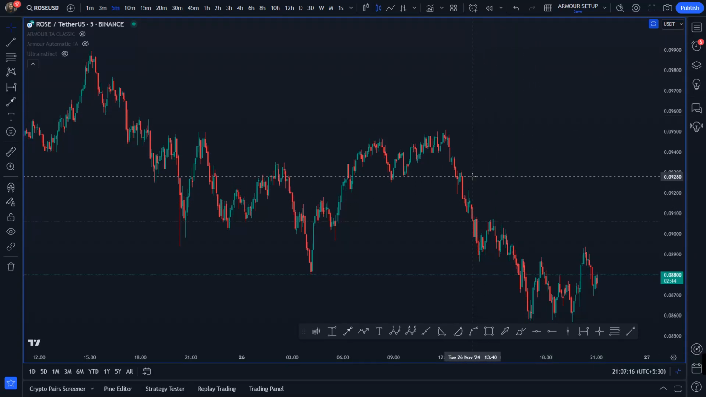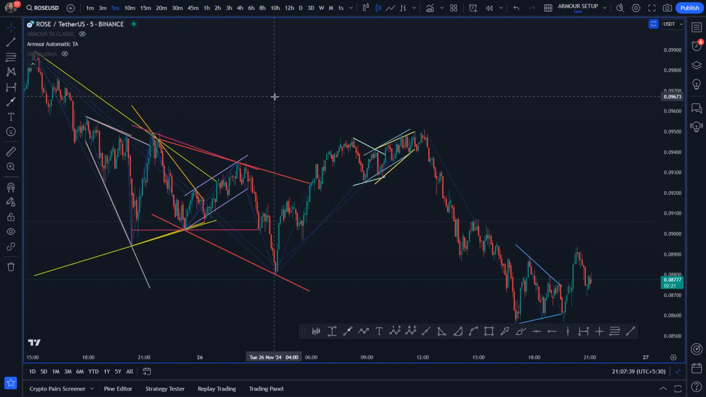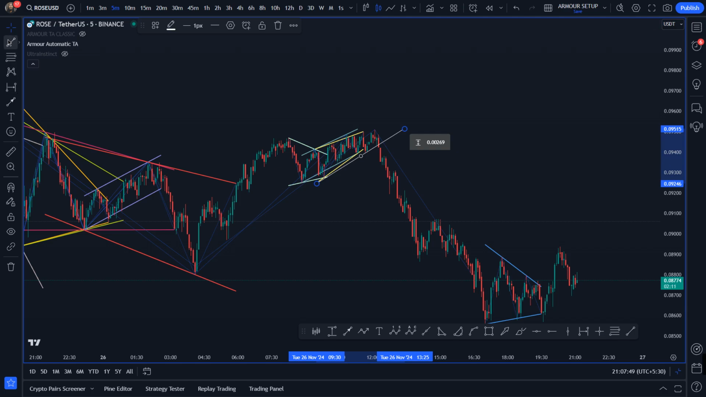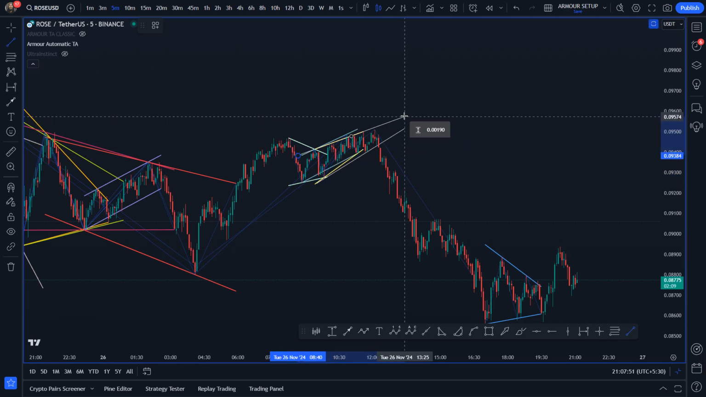Hello guys. So today we will learn how to scalp in 1 minute and 5 minute time frames with the Trading Indicator Pro. So first we will enable automatic armor TA, as in technical analysis. Okay, so let's enable it. As you can see on your screen, we have got multiple patterns, and whenever a candle breaks a pattern, we'll just copy the patterns.